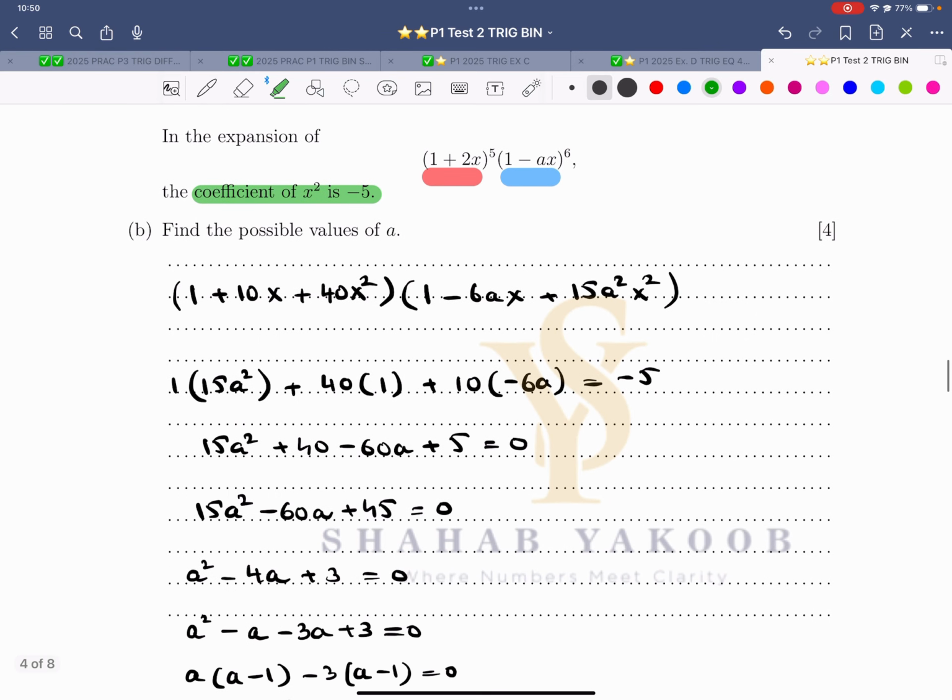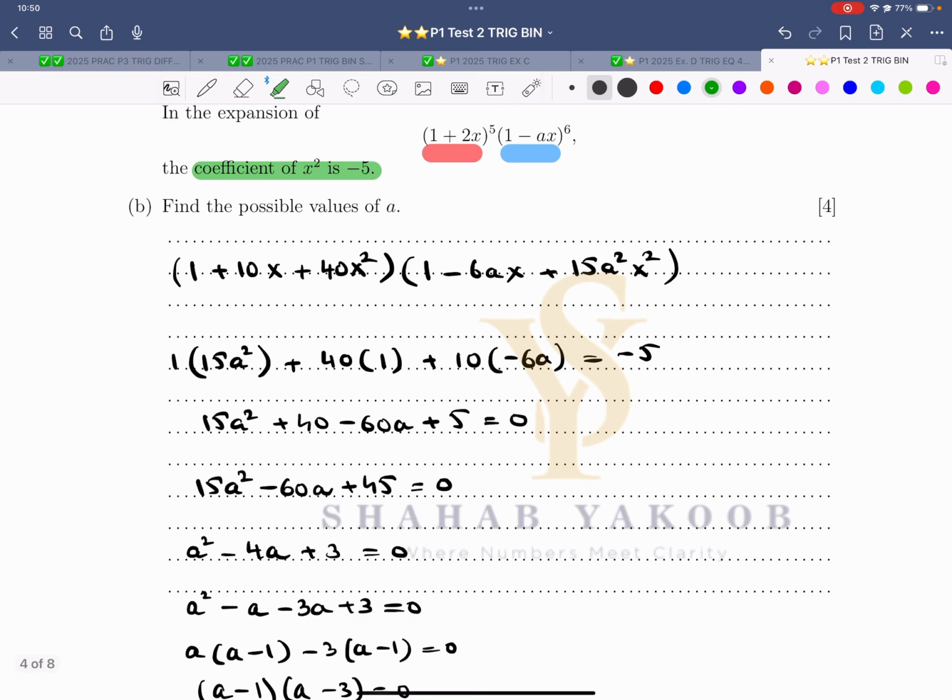So now I'm interested in only the coefficient of x square. So I'm focusing on the coefficient of x square. Now how do we get the coefficient of x square? What we will do is that we will take the constant from here and multiply it with the coefficient of x square. We will take the coefficient of x square from here, we will multiply it with the constant.